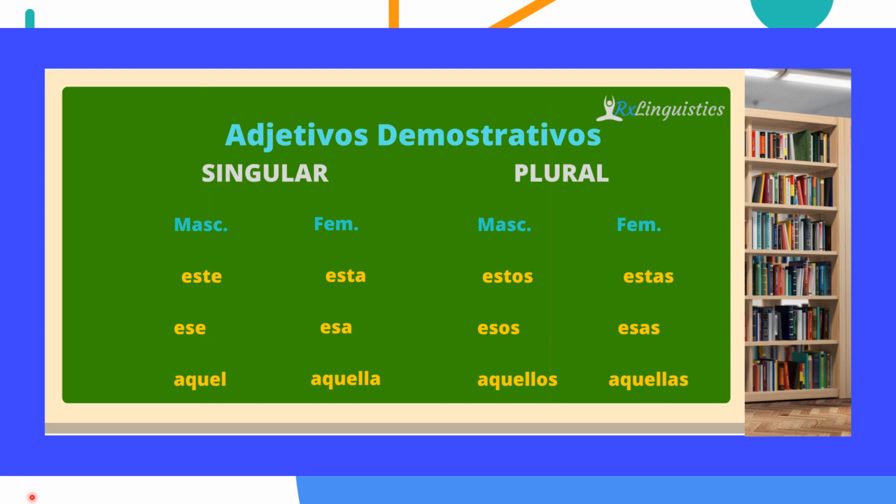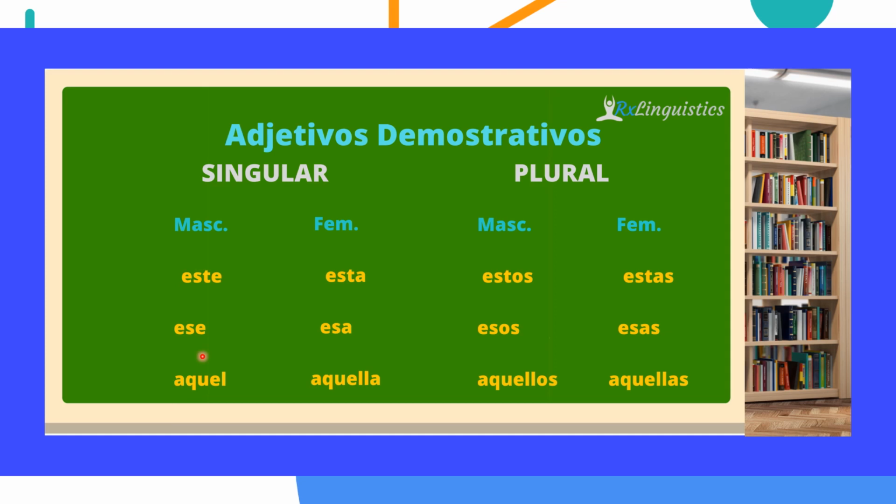So in Spanish, este means this. Ese means that. Aquel means that over there. So those are the three core demonstrative adjectives.